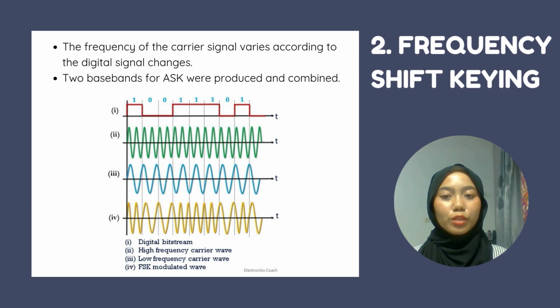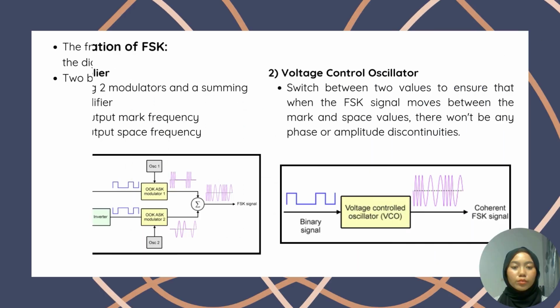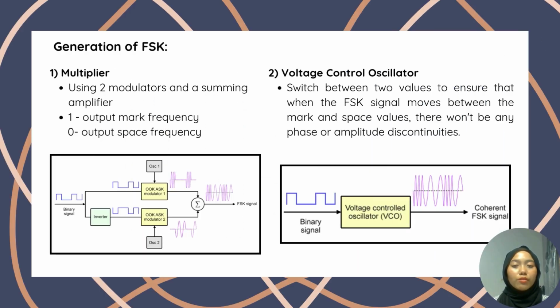For the second type of modulation, it is frequency shift keying. So, the frequency of the carrier signal varies according to the digital signal changes. Basically, two baseband ASK signals are produced and combined to produce an FSK modulated wave. To generate the FSK modulated wave, first we will use the multiplier, where a signal will come through an inverter and pass through the two modulators and will be summed at the summing amplifier to produce an FSK modulated wave.